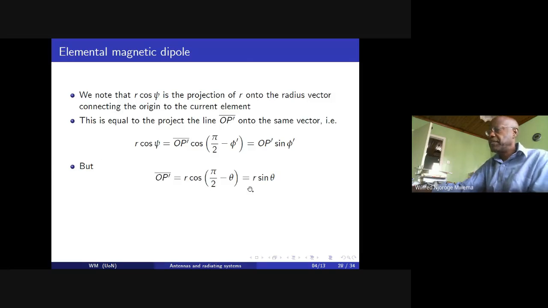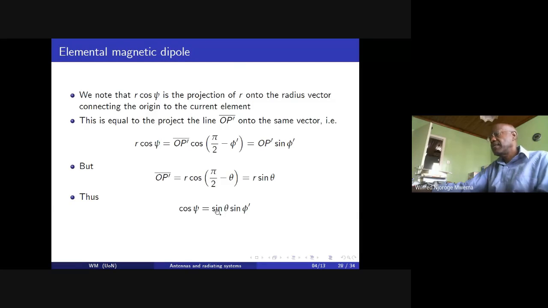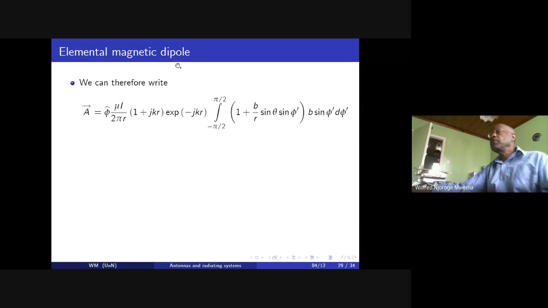If you look at OP, it is of course r cos(pi/2 minus theta), and therefore that is going to be given by r sine theta. We can replace OP by this r sine theta in that expression, and cosine of phi is just going to be given by sine theta multiplied by the sine of phi. So we use these values in our integral, and we place them there, as sine theta sine phi multiplied by b sine phi d phi.